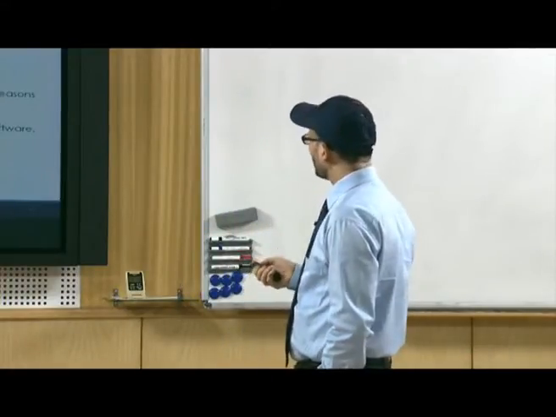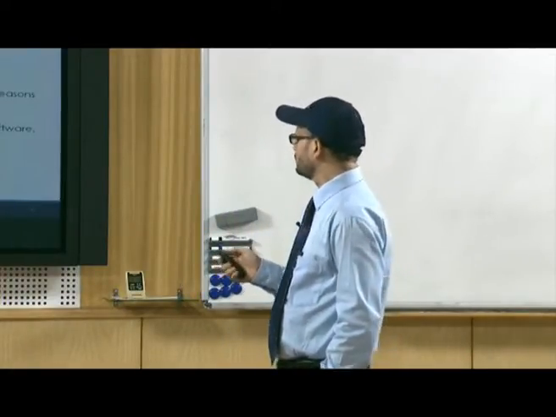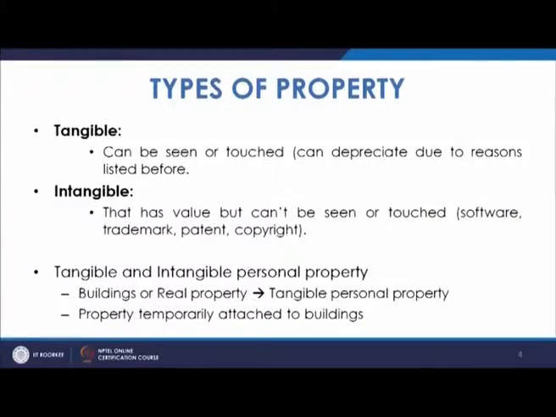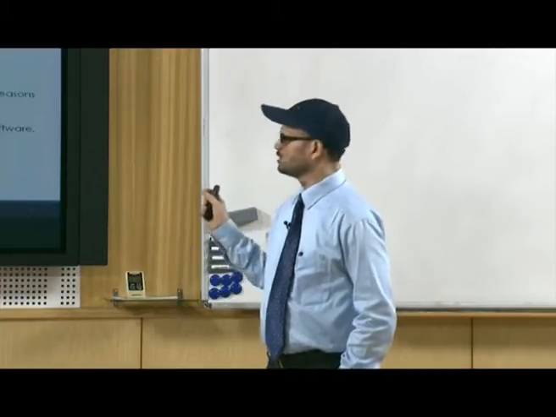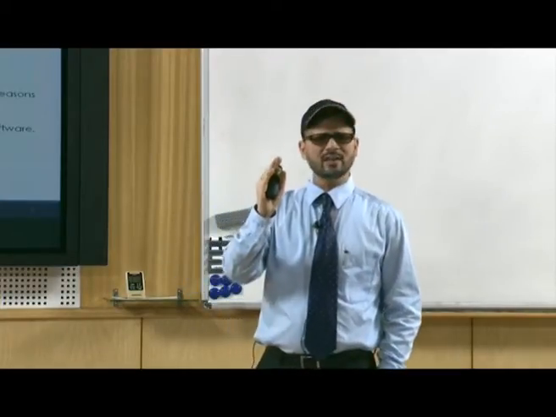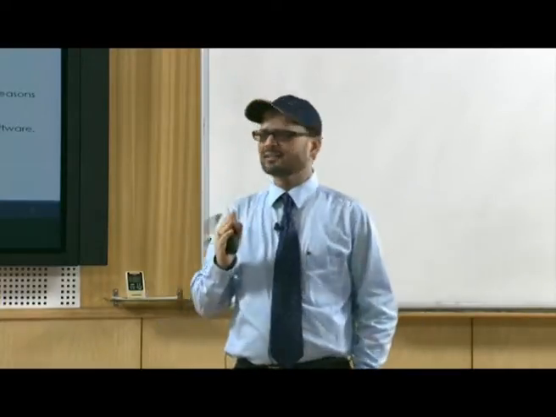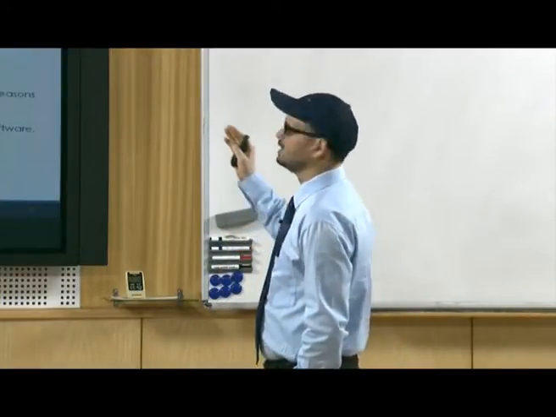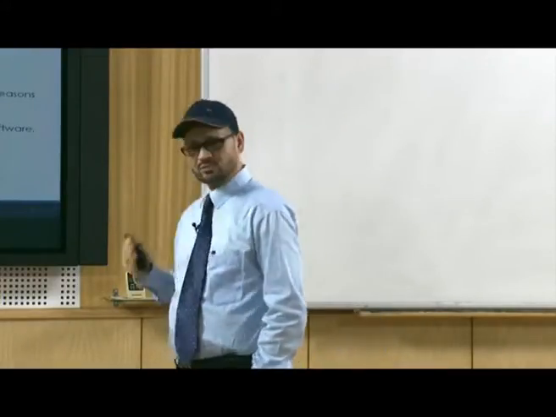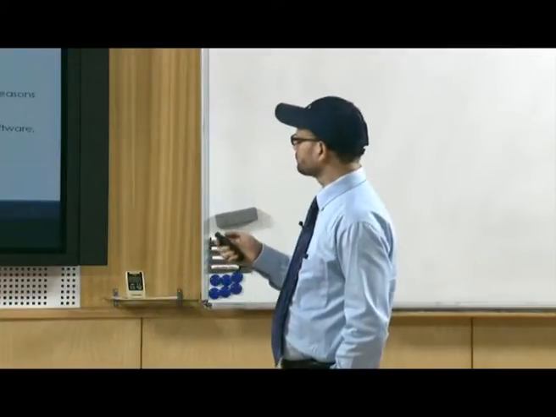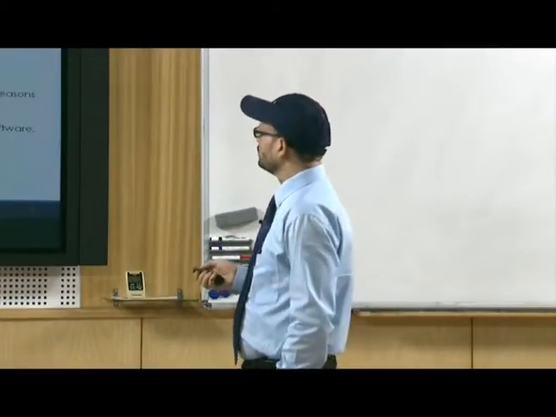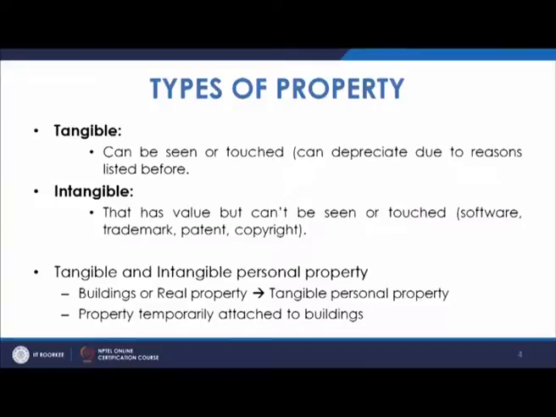So, they cannot be touched, like software, trademark, patent, copyright. These are the documents or the properties that, although they cannot be seen, have value, and these values also change with time. So, now you also have a property in the category of real property.